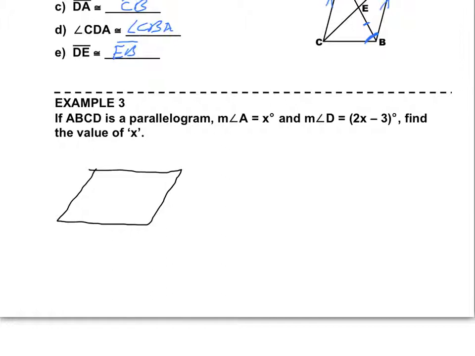Hey, that's pretty good if you ask me. Okay, we've got A, B, C, D. Now they tell me that angle A, this guy right here, is x degrees. Then they tell me that angle D right here, this guy, is 2x minus 3.